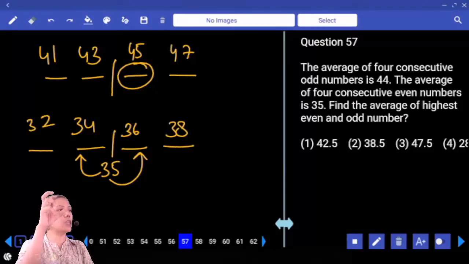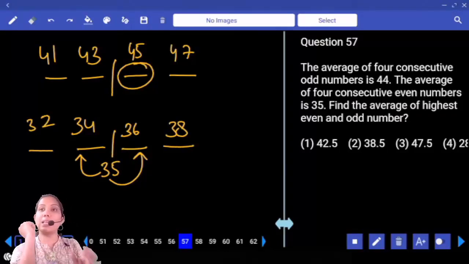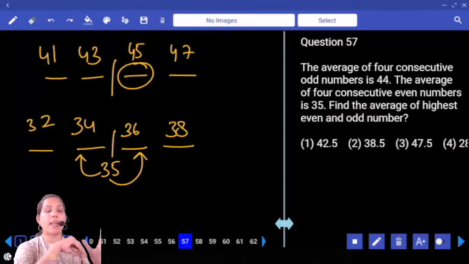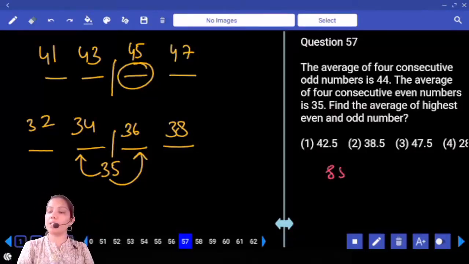And the question is, what is the average of the highest odd number and highest even number? What is the highest odd number? 47. Highest even number, 38. 47 plus 38 value, 85. 85 is the sum, then average is equal to 85 by 2. What is 85 by 2? 42.5, that is the first option.